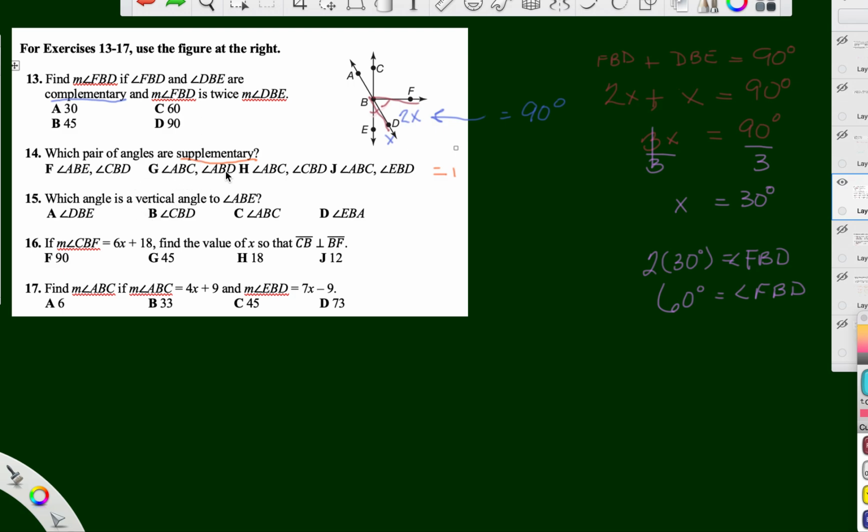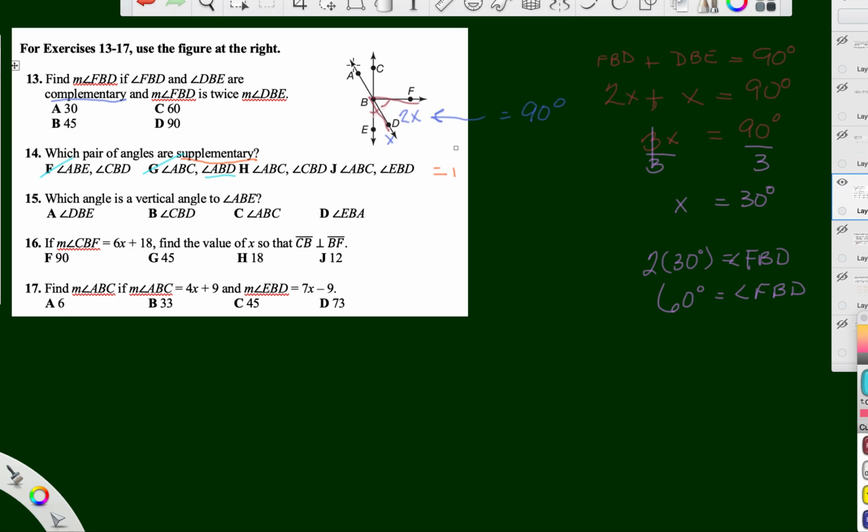Let's look at the next one. A, B, and C, and A, B, and D. Well, A, B, D, if you look at it, is that straight line. So if you put any other angle with it, that can't possibly be it. So we've canceled out two. I have a feeling that we're going to get pretty darn close soon.